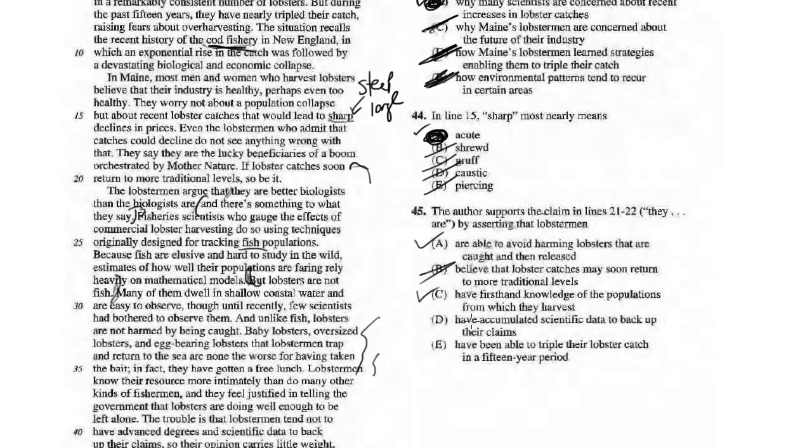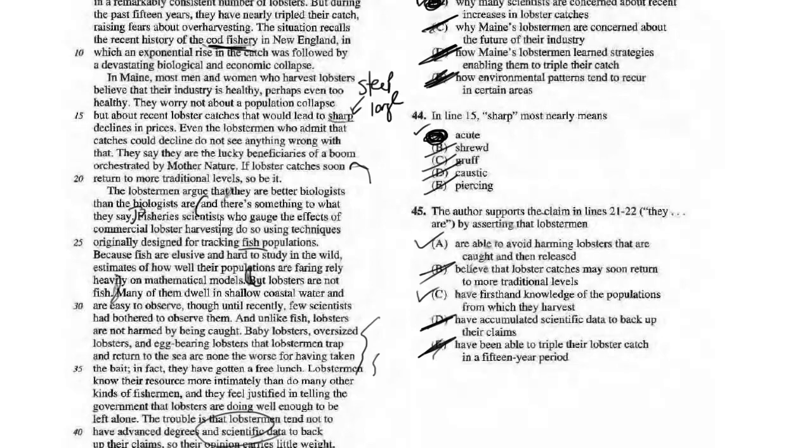Have accumulated scientific data. No, not scientific data. In fact, it's the opposite. They don't have scientific data. Have been able to triple their lobster catch in a 15-year period. Certainly that's been mentioned, but that's not why they are better gauges of knowing what's going on with the lobsters.